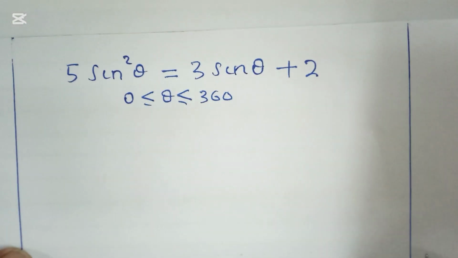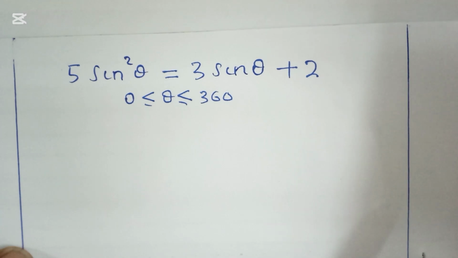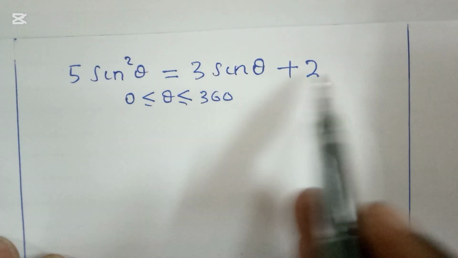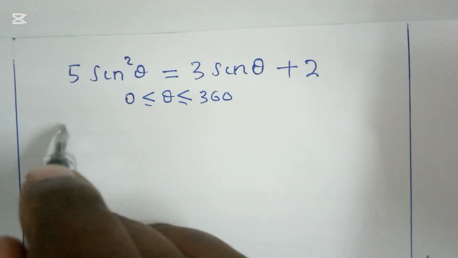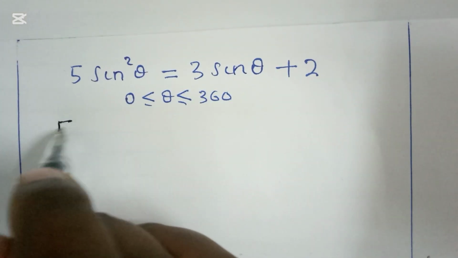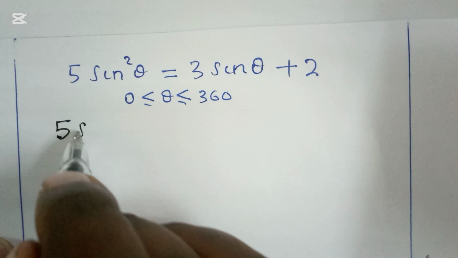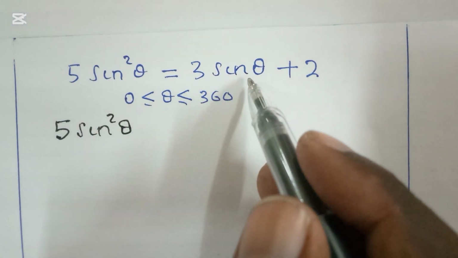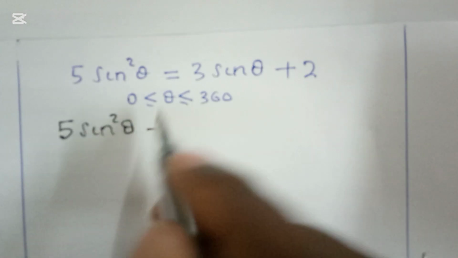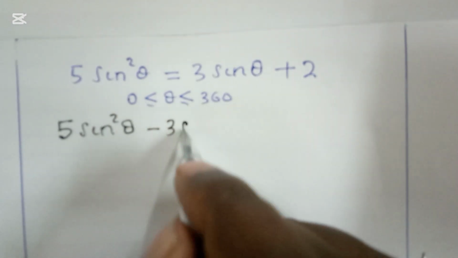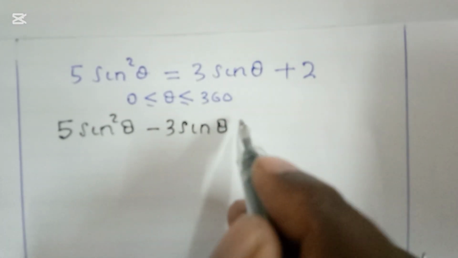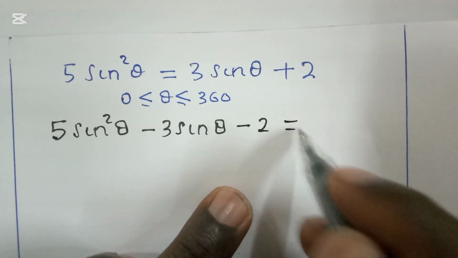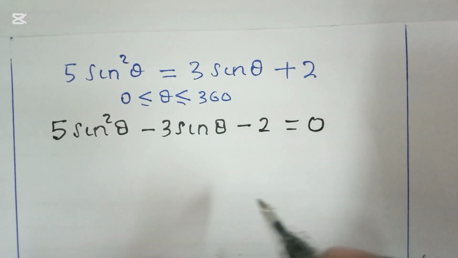For this question, guys, we are going to convert it into a quadratic equation. This is what we are going to do: bring these figures to the other side. So we shall have 5 sine squared theta. Now we can bring this side. It will be minus 3 sine theta minus 2. This one, guys, we get as 0.